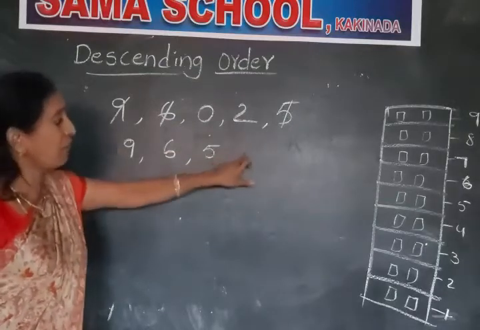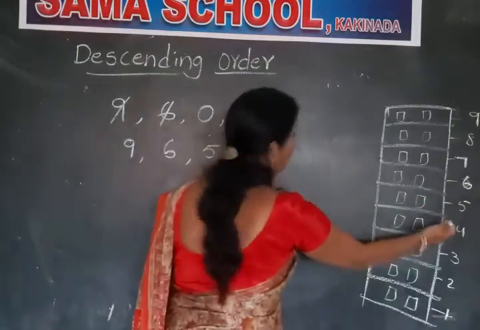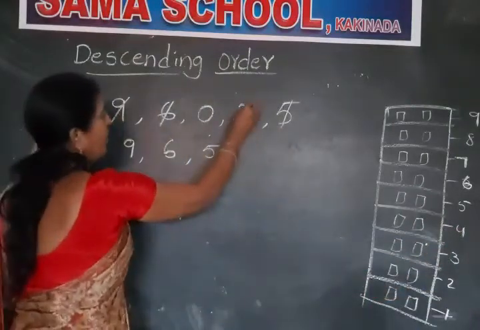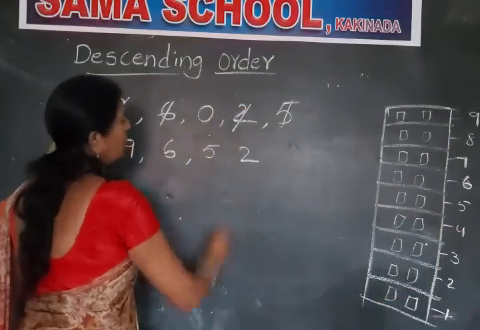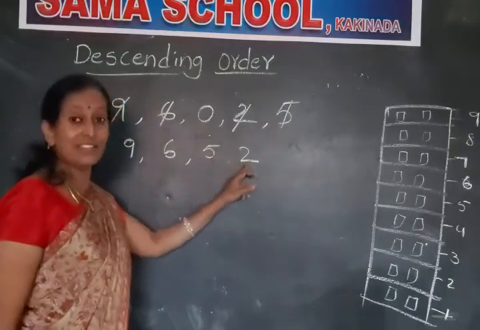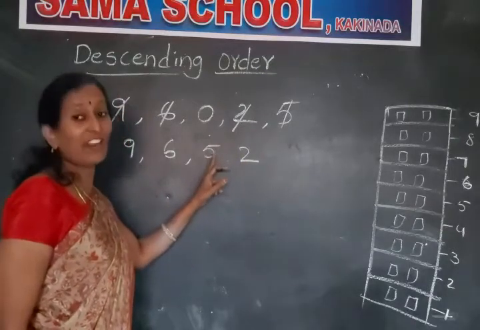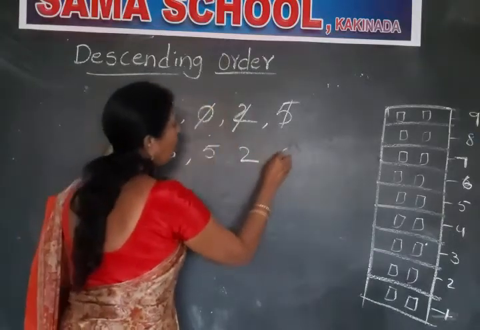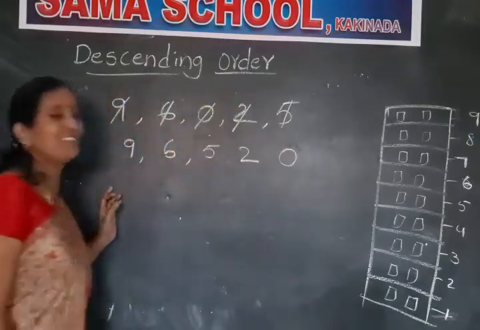Next, 5 before 4. 4 before 3. 3 before 2. So here 2. Next one, 2 is smaller than 5. No? Next one, which is a 0. So here write a 0.